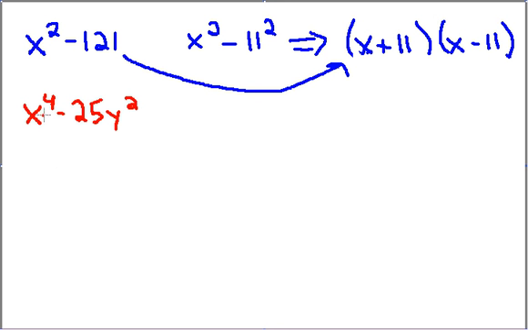Yes, x to the fourth is the square of x squared. And in our minus 25y squared, the square root of that is 5y. 5y times 5y is 25y squared. So what we have here is the difference of two squares. So how do we factor that? Well, here's our first term here in parentheses, our second one here. We start off with our x to the fourth here.